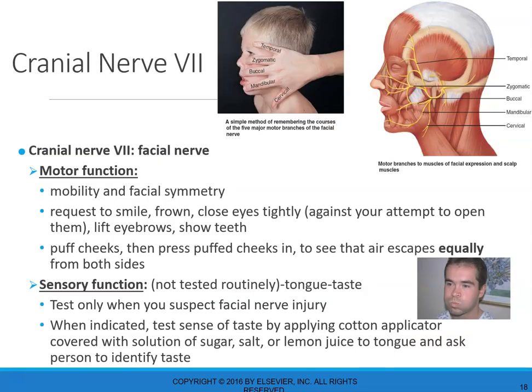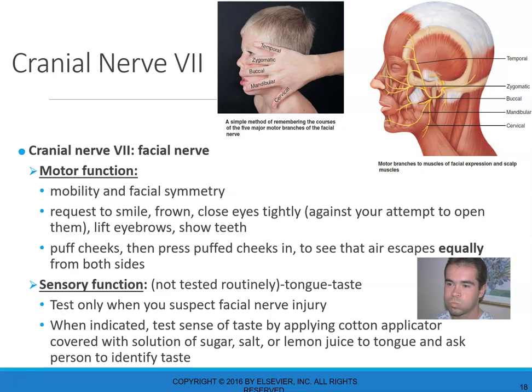For cranial nerve 7, this is the facial nerve, and this tests motor function and sensory function. You should notice facial symmetry. Ask the person to smile or frown, close their eyes tightly where you can try to open them, lift their eyebrows, show their teeth, puff their cheeks. Then, while their cheeks are puffed, press the cheeks in to see if air escapes equally from both sides.